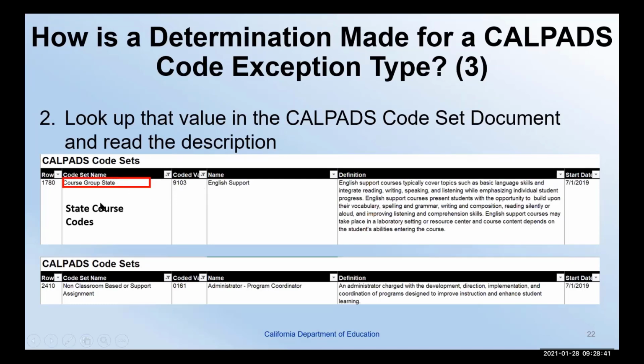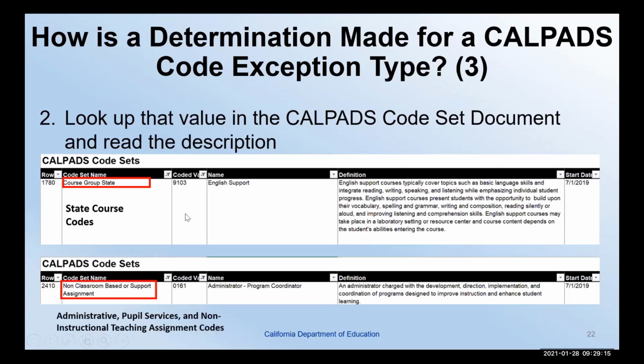What's really important to remember about this specific code set is that it's a historical representation of every course code that we've ever had. So there is a column at the end. You'll notice it's sort of truncated here, but there is a start date and an end date for every one of these codes. What you want to make sure you do is filter out any codes that have an end date, because that means we no longer use them. So when you're looking at this course group state code list and the descriptions for those codes, you want to make sure that you filter out any retired codes.